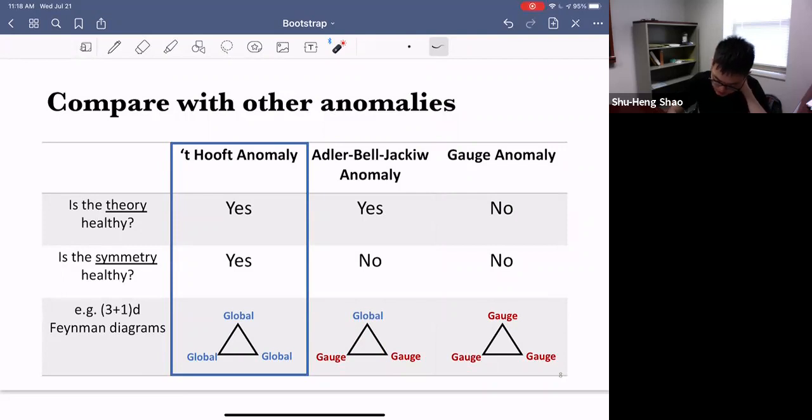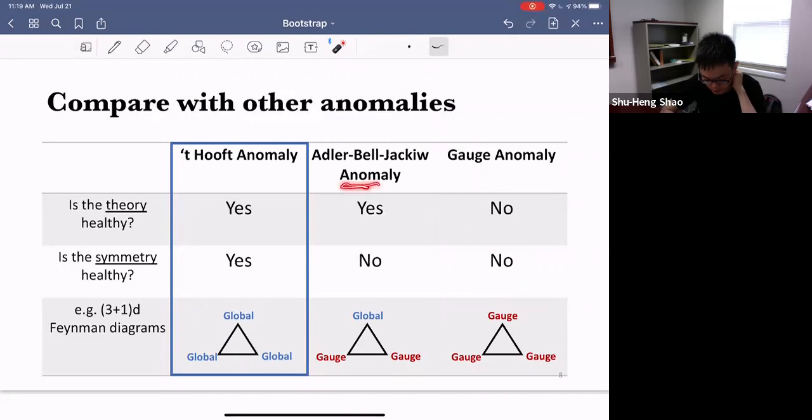The worst possible anomaly is the gauge anomaly, where all three legs are gauge symmetries. For example, in the standard model, we should check the gauge anomaly of, say, SU(2), SU(2), and SU(2) here. The gauge anomalies have to vanish. And the presence of the gauge anomaly means that the theory is not healthy, and therefore there's no symmetry to talk about at all.